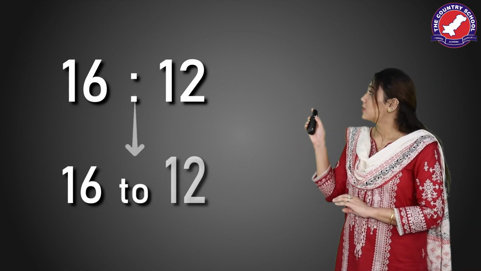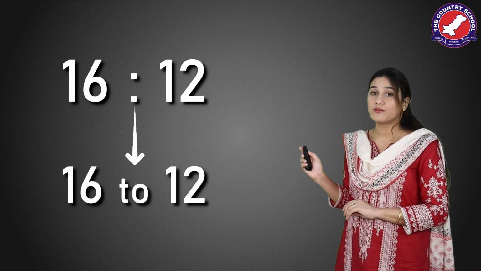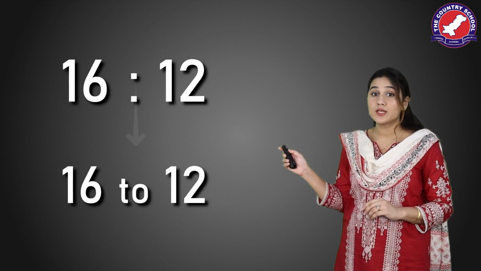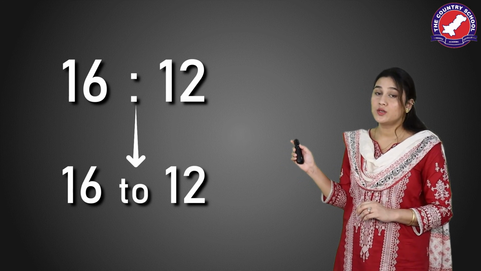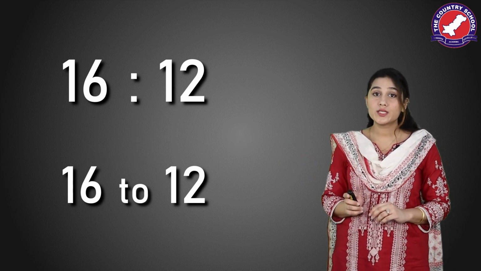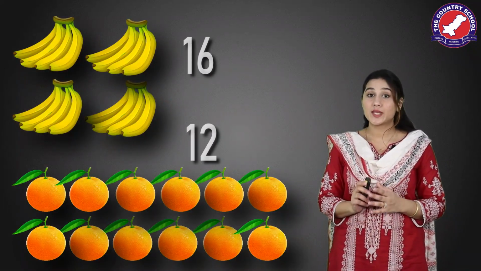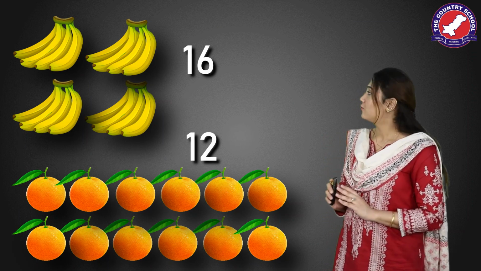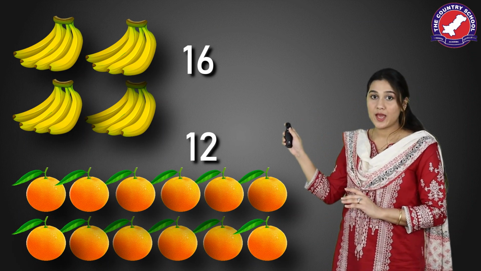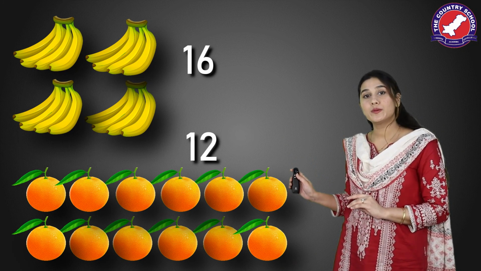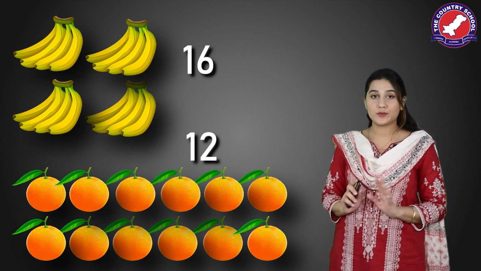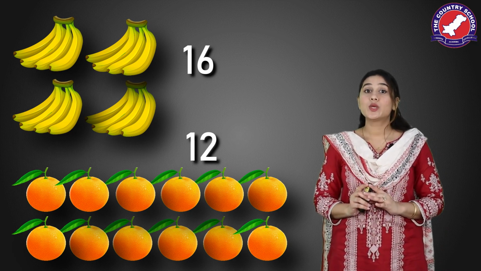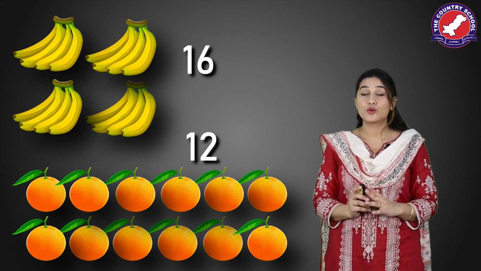So we can say the ratio is 16 to 12. How many bananas were there? 16. And the oranges were 12. So the ratio is 16 to 12. We'll separate the bananas and oranges into two groups separately. We'll put the bananas in one group and the oranges in another group. They're all kept separately. Now we'll further put them into groups.